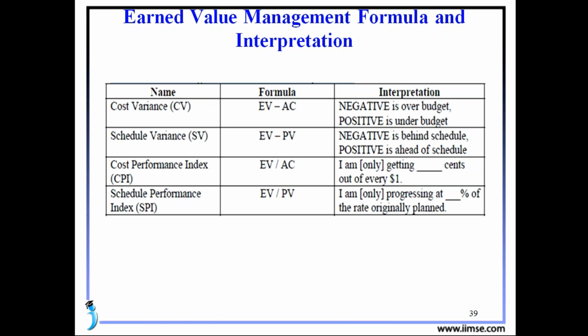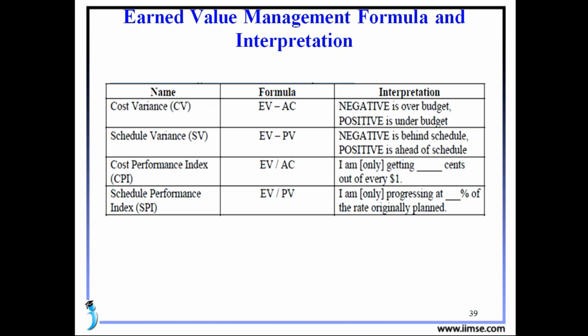Next one is the schedule variance. The schedule variance is EV minus PV, earned value minus planned value. If you get this as negative, it is behind schedule. If it is positive, it is ahead of schedule. Negative means we are completing less work than budgeted. Positive means we are doing more work than planned or budgeted. For example, if our project completion date is the 5th and we take more days, then we automatically get negative. If we take less, then we automatically get positive.